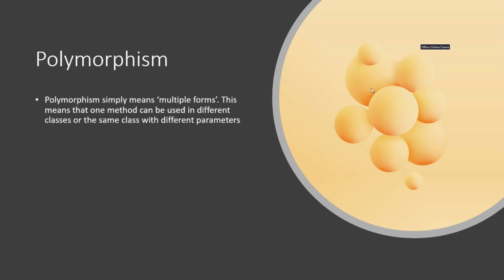Polymorphism is the idea that one method can take multiple forms, and what I mean by that is one method can be used in different classes with different parameters, or even in the same class but with different parameters.